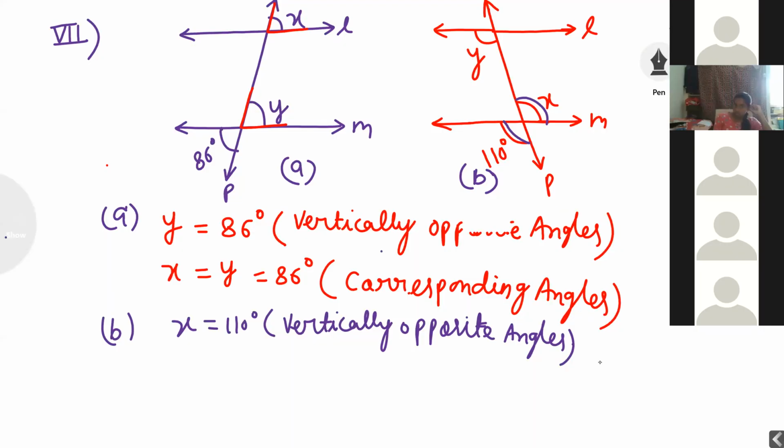Now you are observing, students, this figure is forming which shape? Z shape. Z shape means which angle? Interior alternate angle. Y is equal to X is equal to 110 degree, interior alternate angle. It is forming Z shape. Z shape means interior alternate angle. I hope you got it how to solve this question.